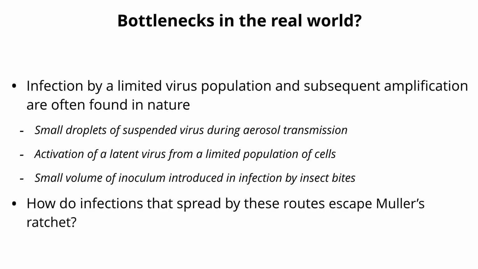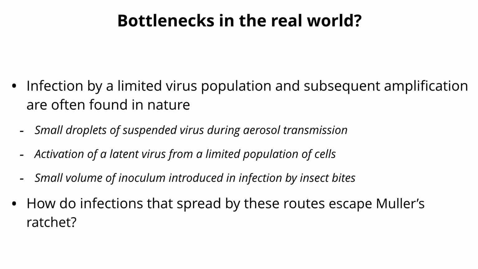Now, in the real world, are there bottlenecks? Absolutely, there are. So you look for situations where infections from one host to another occur with very small inocula of viruses. So, for example, the small droplets of virus that go from one person to another during aerosol transmission. You know, when I sneeze or cough and I send out a droplet containing viruses, there are only a few thousand viruses in that droplet. So it's like a bottleneck in a way. And that's going to grow in a person. That could go to another person as a small droplet and so on.